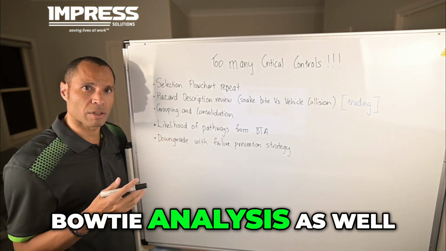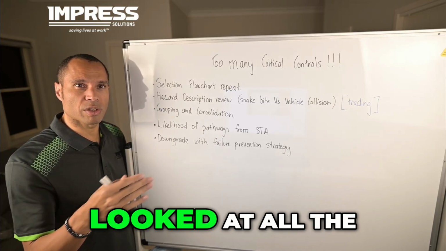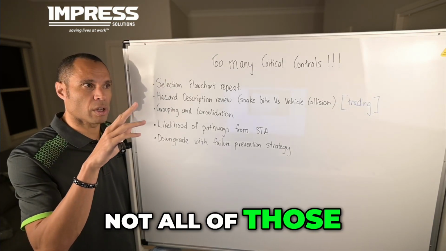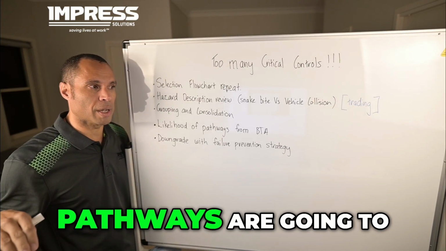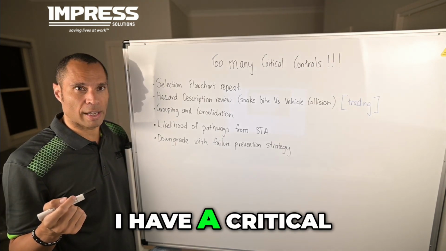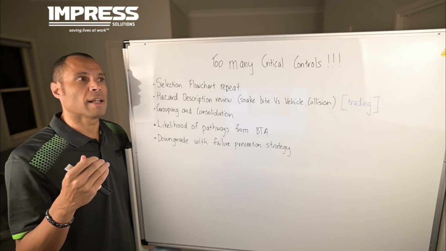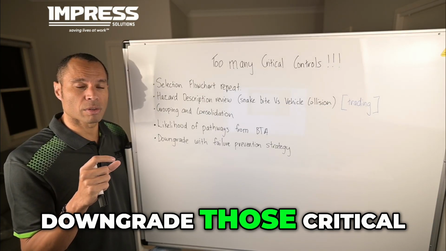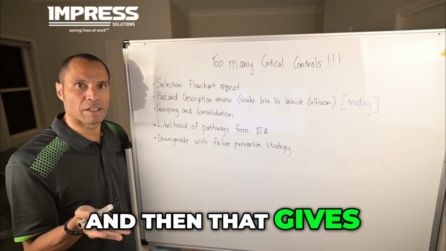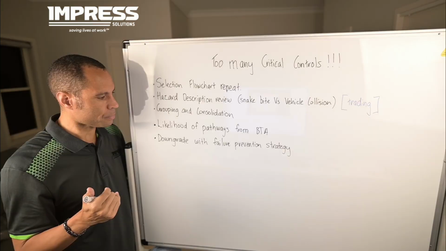Going back to our bow tie analysis as well, where we've broken down our unwanted event or our critical risk and looked at all the different causes and different consequences. When we look at that, we know that not all of those causal pathways or consequence pathways are going to be as likely as another. So if, for example, I have a critical control or a series of critical controls on low likelihood pathways, potentially I can just downgrade those critical controls to just standard controls, because we're not throwing controls out, and then that gives me the reduction in my critical control count, if you like.